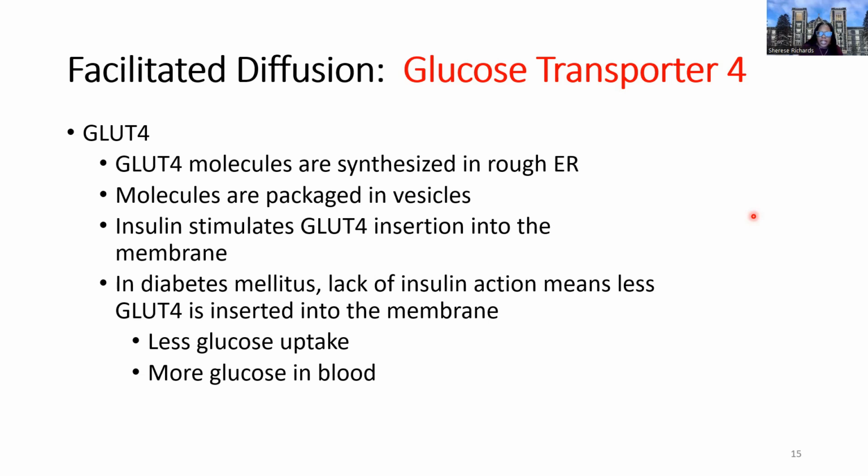So when we think about decreased amounts of insulin or insensitivity to insulin, that means that the number of GLUT4 transporters that should be inserted into the membrane in response to the level of insulin rising, that doesn't happen appropriately. So there's less glucose uptake into the cells, and there's more glucose being circulated in the blood. So this is where we begin to see the detrimental symptoms of diabetes, as that glucose circulates in the blood inappropriately.